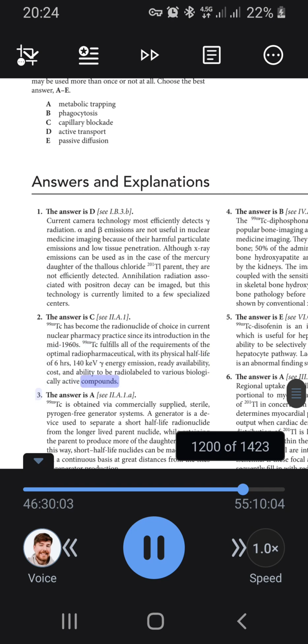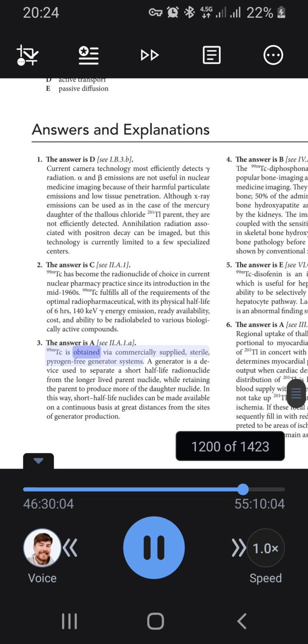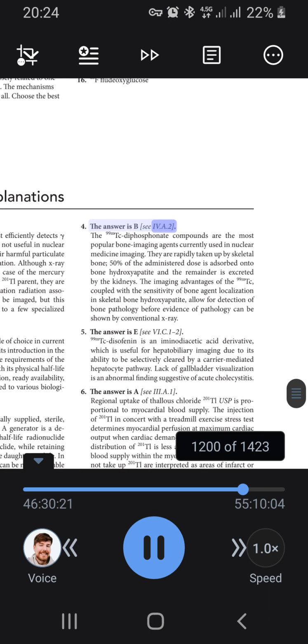3. The answer is C2A1A. 99mTc is obtained via a commercially supplied, sterile, pyrogen-free generator system. A generator is a device used to separate a short half-life radionuclide from the longer-lived parent nuclide, while retaining the parent to produce more of the daughter nuclide. In this way, short half-life nuclides can be made available on a continuous basis at great distances from the sites of generator production.